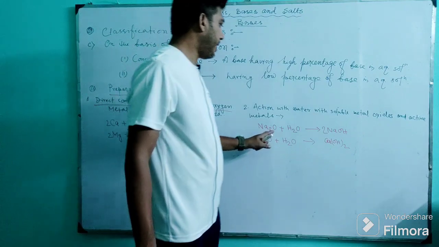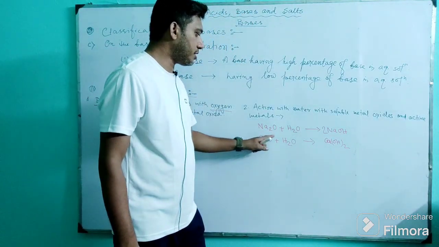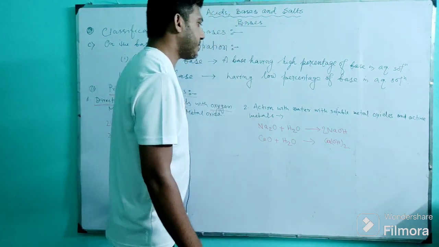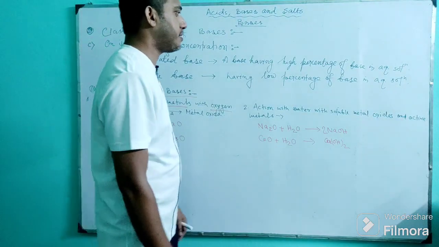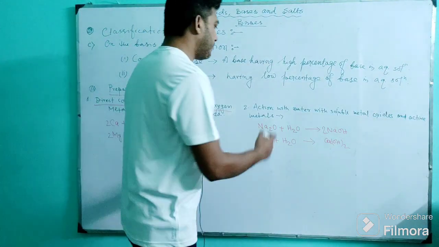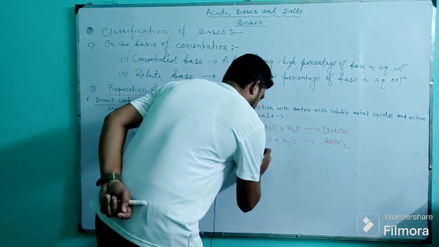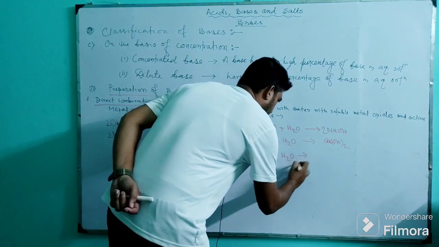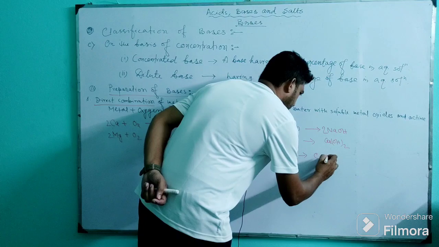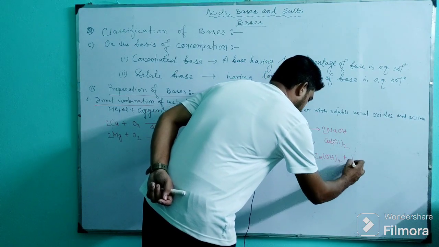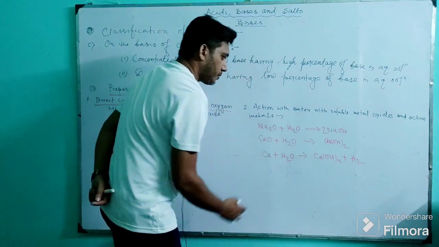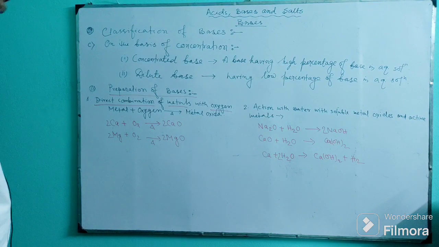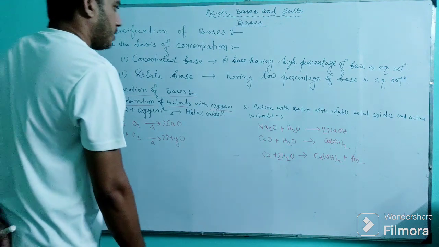Okay, so these are soluble metal oxides: sodium oxide, calcium oxide, and many other metal oxides. Now, in the case of active metals like sodium, calcium, and potassium, what will happen when they react with water? Just like calcium plus H2O, it will form calcium hydroxide, Ca(OH)2, and H2. Hydrogen is also produced in the case of active metals.